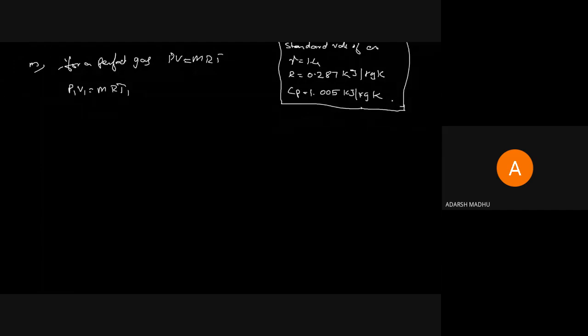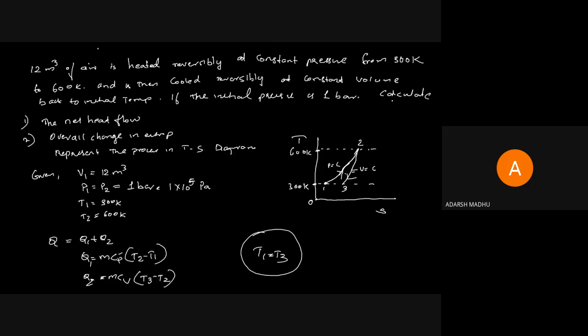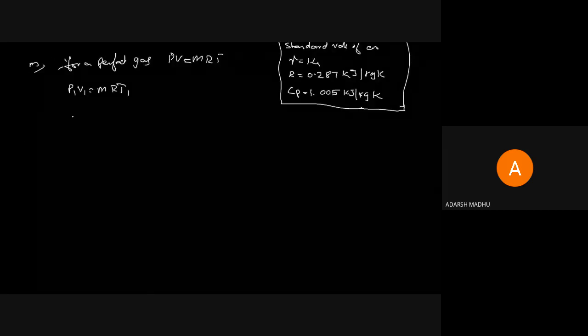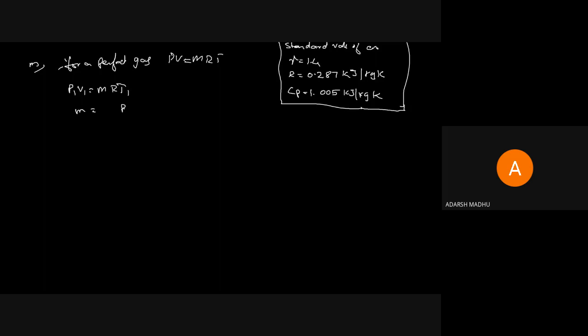So P2 V2 equals MRT2 as well, right? Either we can find the value by using the initial value or the final value. Here V1, the initial volume, is given, and V2 is not given. So we are taking the initial condition to find the value of M. That is M equals P1 V1 by RT1. P1 is given, V1 is given, R is given, and T1 is given.